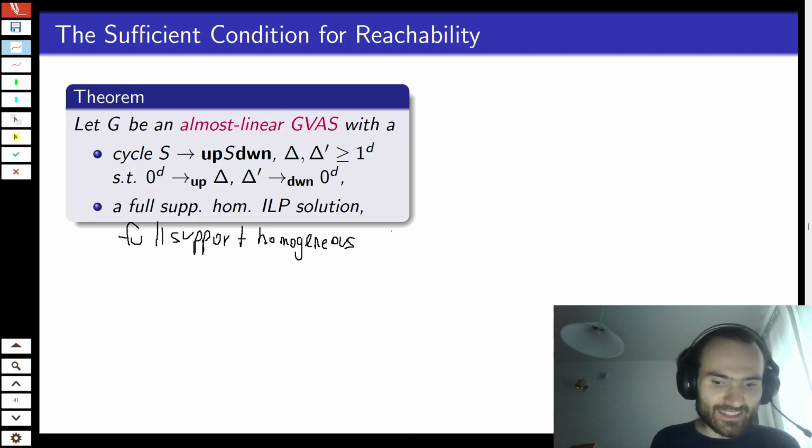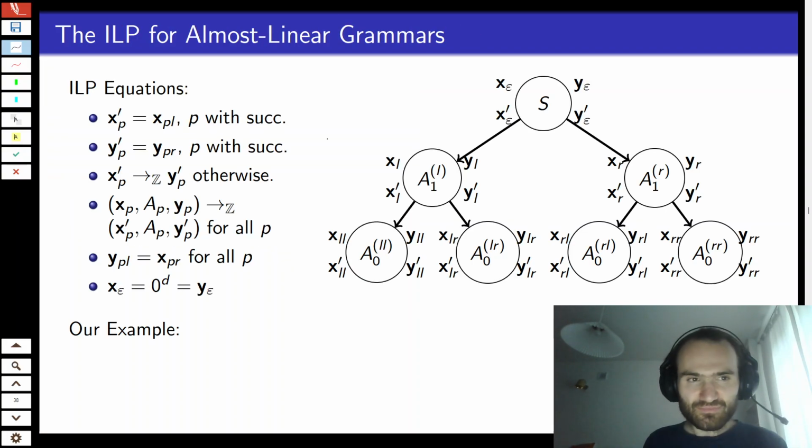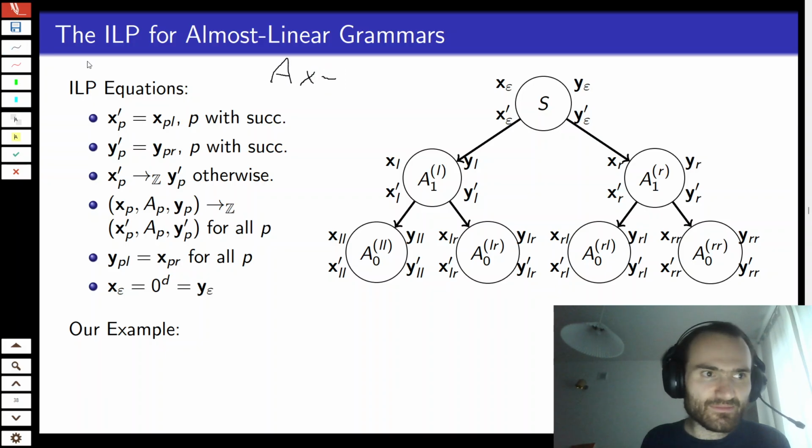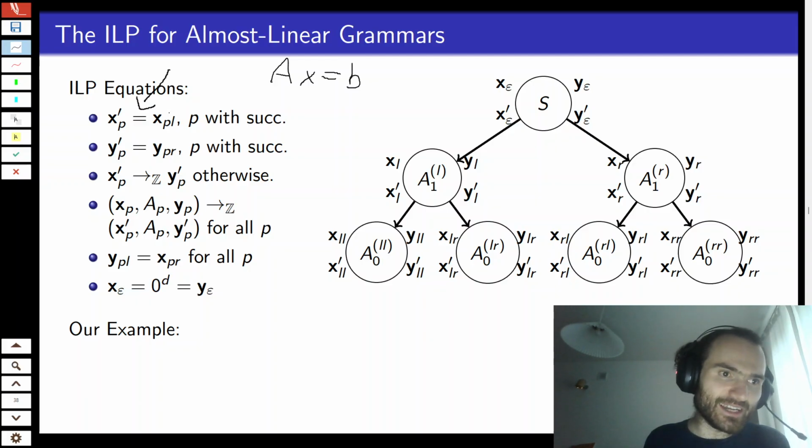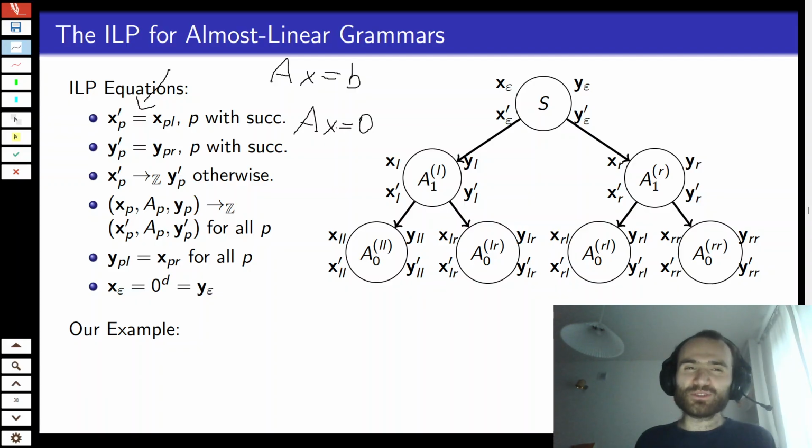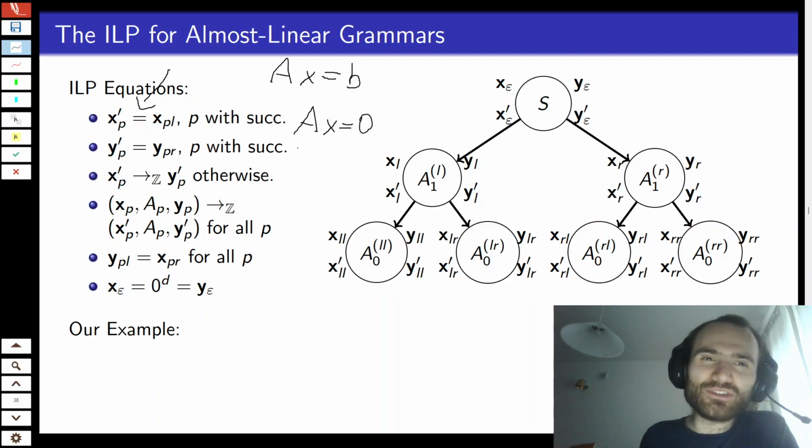Well, to explain this, let's go back to the ILP. So whenever you have an ILP and you write this in the form AX equals B, which is essentially what we did when I wrote this here, it's not quite this form, there are variables on the right, but you can write this in the form AX equals B. And then the homogeneous ILP is AX equals 0. And the full support solution means a solution where every variable is greater than 0.